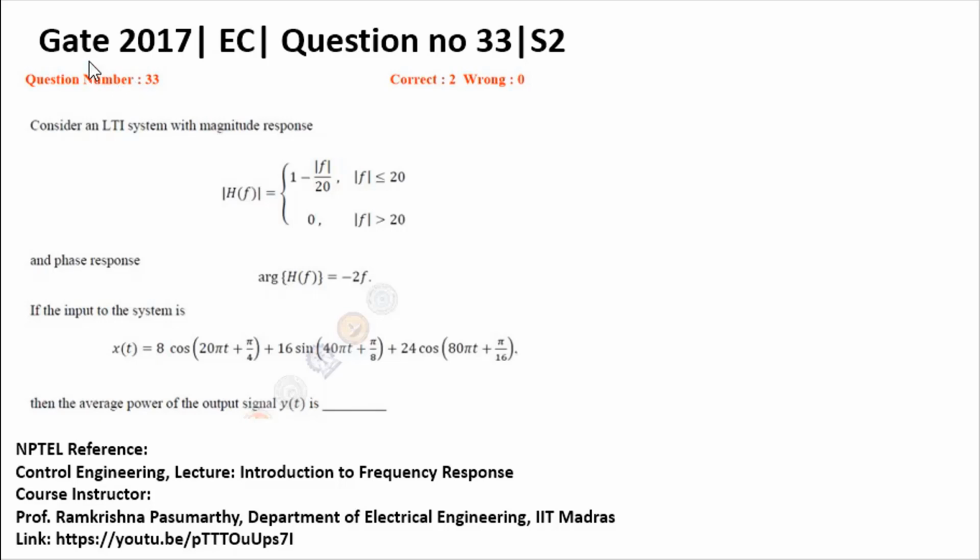So this question was asked in GATE 2017 Electronics and Communication Engineering paper set 2, in which you are given an LTI system whose magnitude response is |H(f)|, which is given by this equation. Also, the phase response of this LTI system is given by minus 2f. So now the input to the system is in the form of a sinusoid, and you need to find the average power of the output signal y(t).